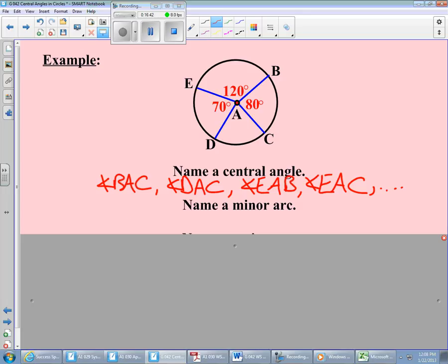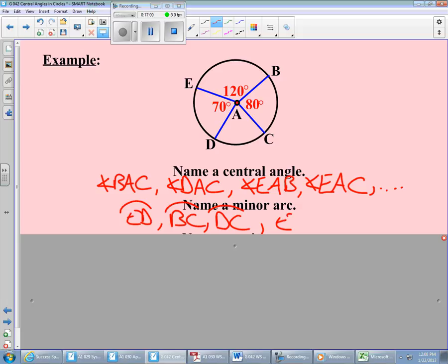Arc ED? Sure, that'll work. Put the little rainbow or toenail clipping or whatever you want to call it over the top of that there. BC, sure. DC looks good, sure. Okay, and again, you can skip over just like we had angle EAC.